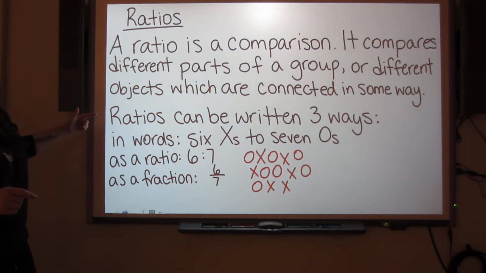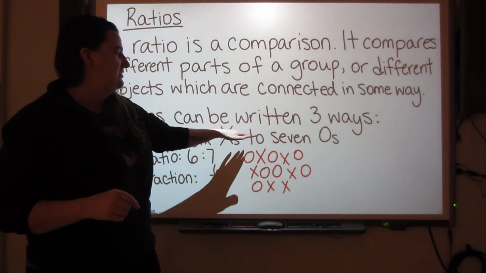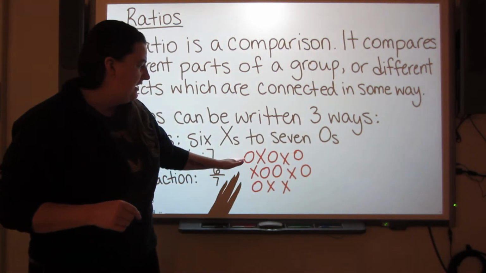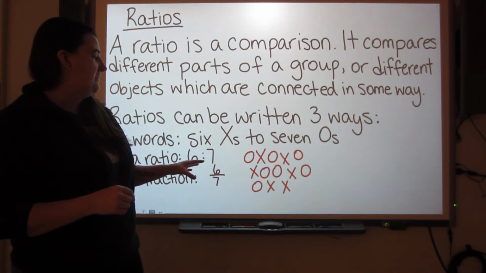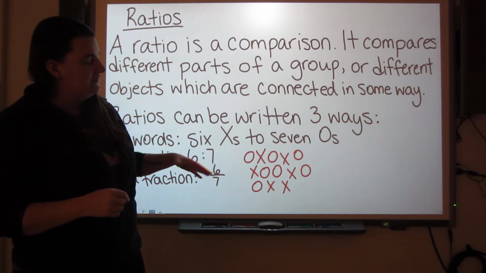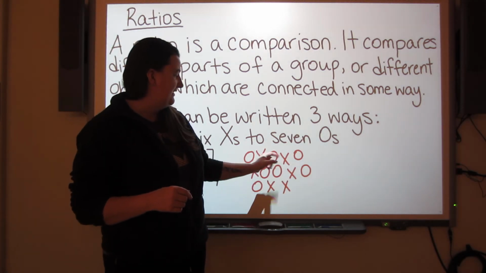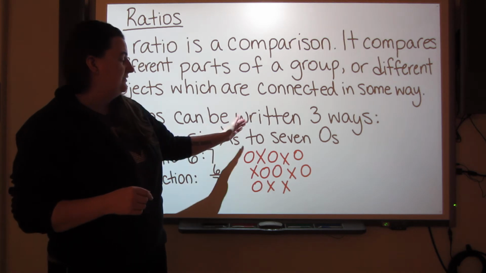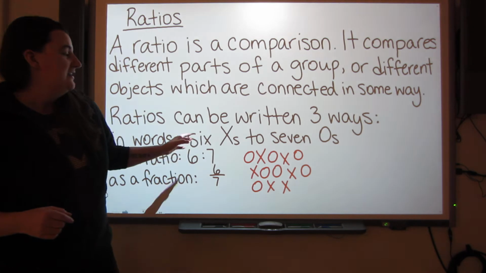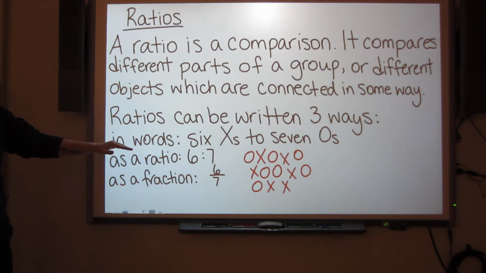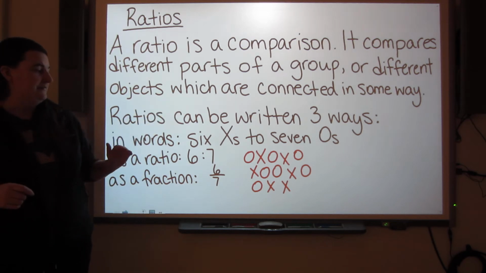So ratios can be written in words, 6 X's to 7 O's. Here are the X's and O's. So here's a group, and we're comparing part of the group to the other part of the group. So there are 1, 2, 3, 4, 5, 6 X's to 7 O's. 1, 2, 3, 4, 5, 6, 7. So that's how you would write it in words. The ratio of X's to O's is 6 to 7.